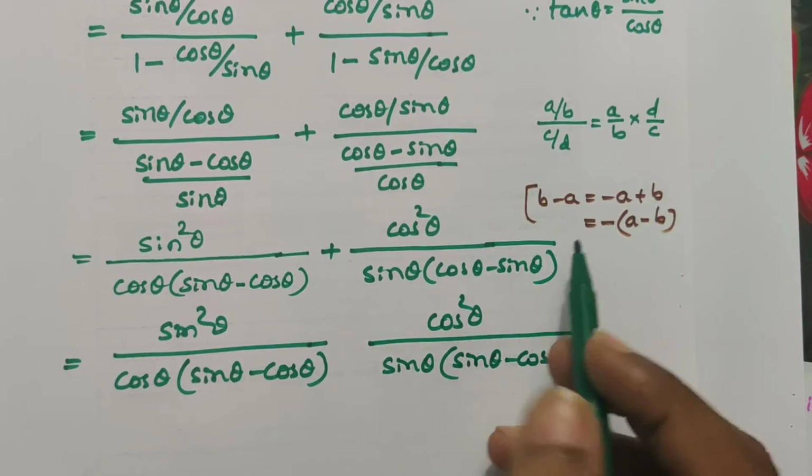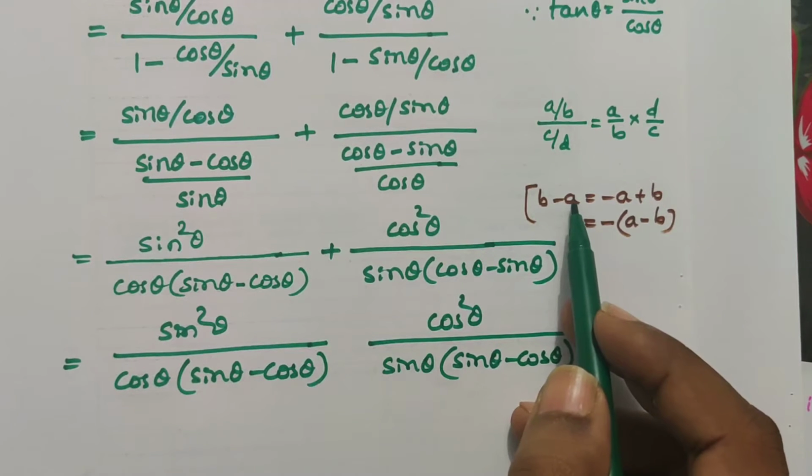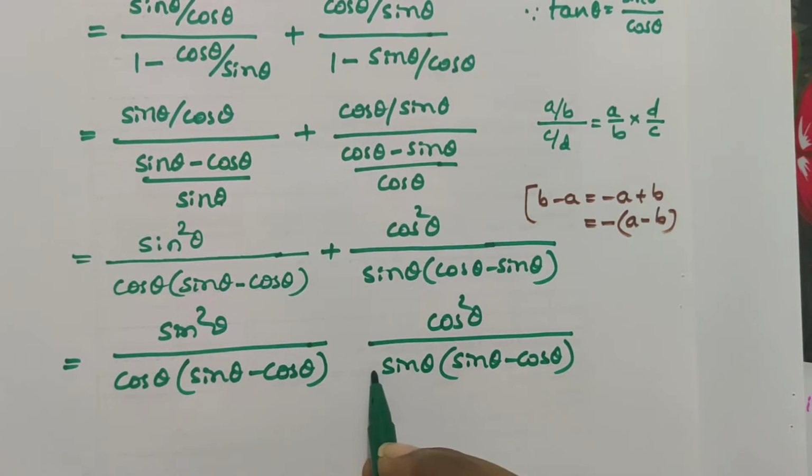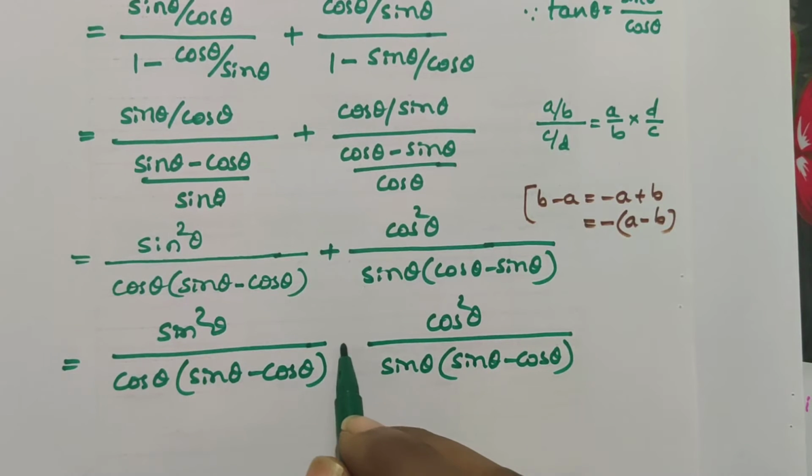Okay, see, now you have observed here, if it is b minus a, when you want to write it as a minus b, you have to take one minus sign. So here you assume that one minus sign is coming. Already you have a plus sign here. Plus by minus is going to change as minus.